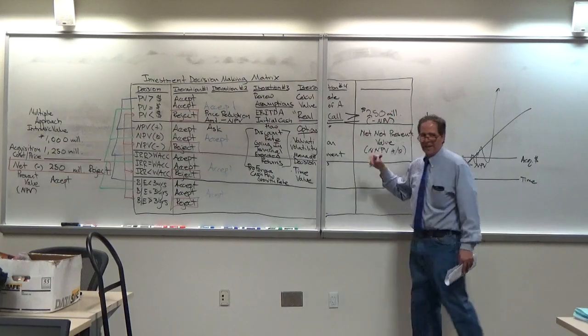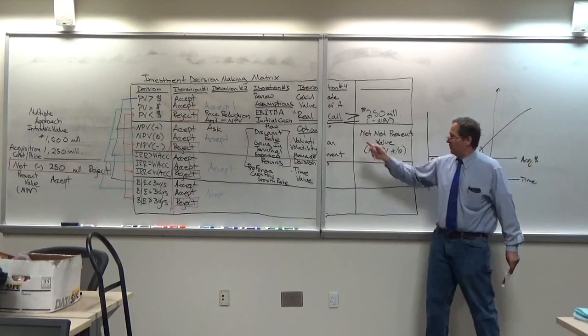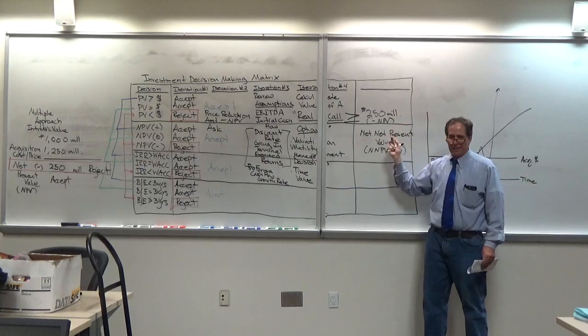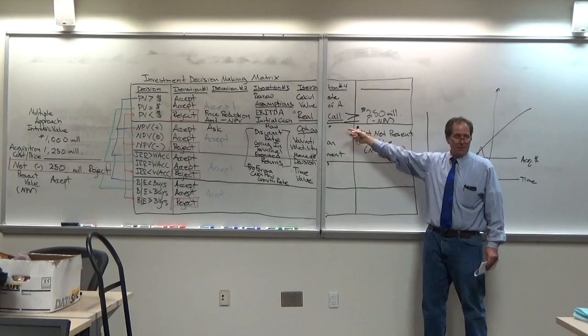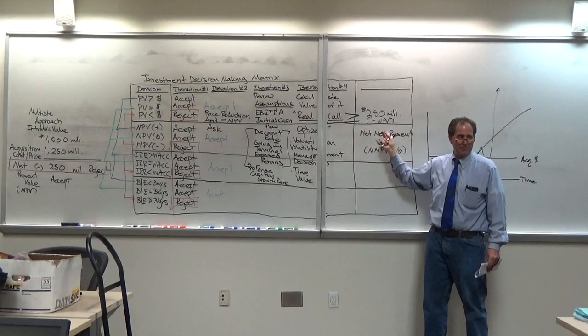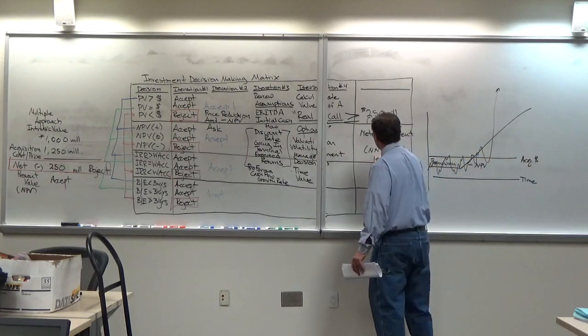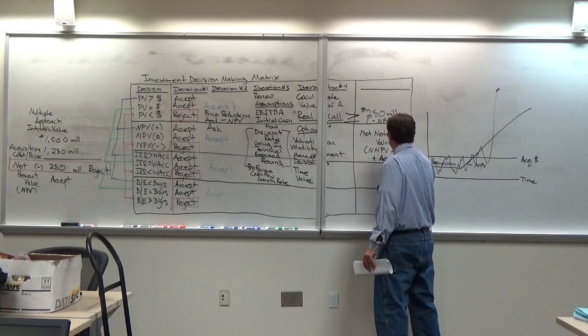Got it. So if I calculate the value of the real call option and it's greater than the negative net present value of $250 million, then my net present value is what? Positive. And when it's positive, what do you do? You accept it.